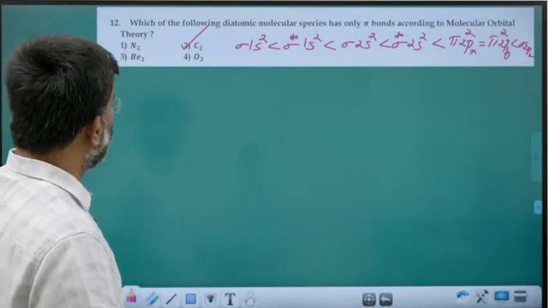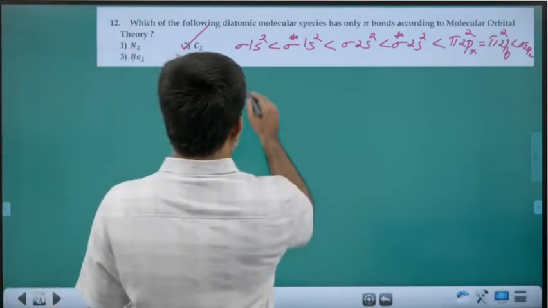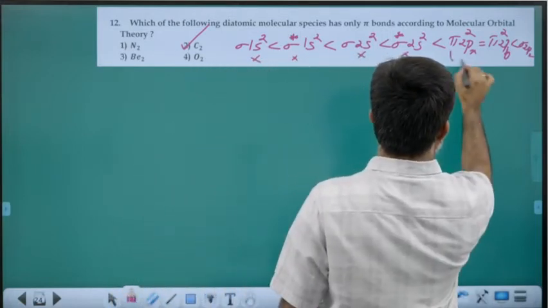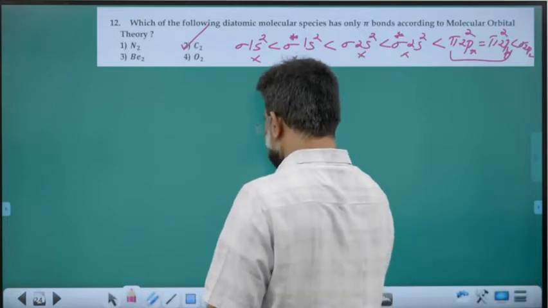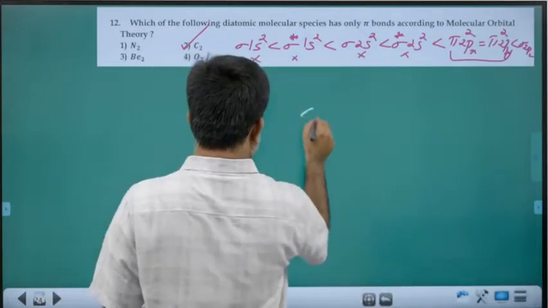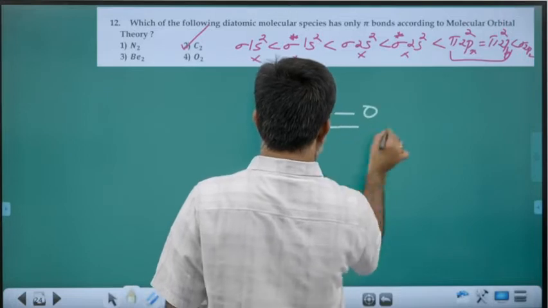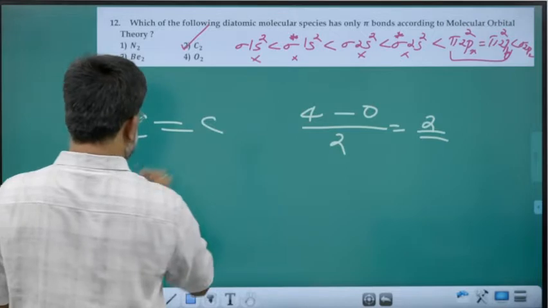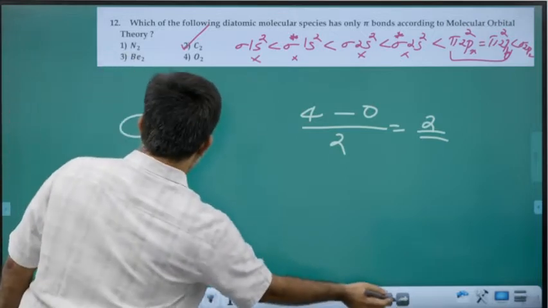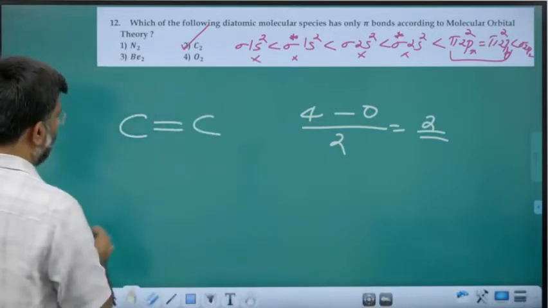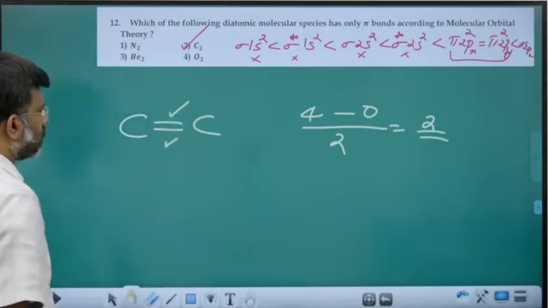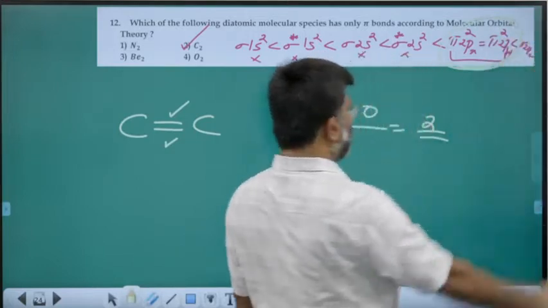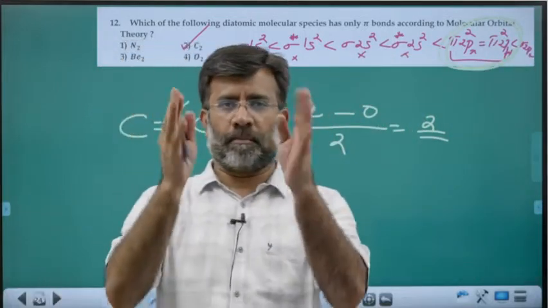When you try to find the bond order, you see this pair gets cancelled, this pair gets cancelled, and in the bonding molecular orbital there are 4 electrons. So it is 4 minus 0 anti-bonding electrons, divided by 2, you get 2. The bond order is 2: a C=C double bond, and both the bonds are pi bonds. Both the electrons are pi electrons.